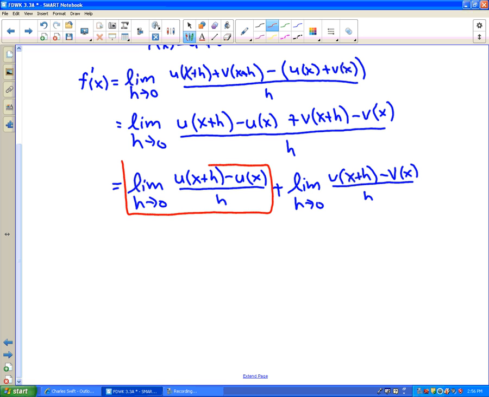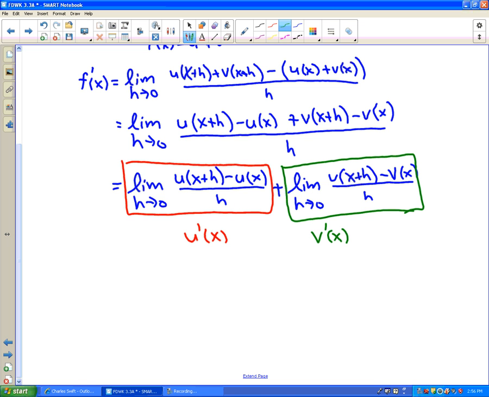And this first expression is equal to the derivative of u. And this second expression is the definition of the derivative of v. So our derivative of f of x was equal to the sum of the derivatives of the two parts. In other words, du dx plus dv dx, using notation from Leibniz. u prime x plus v prime x is notation from Newton.